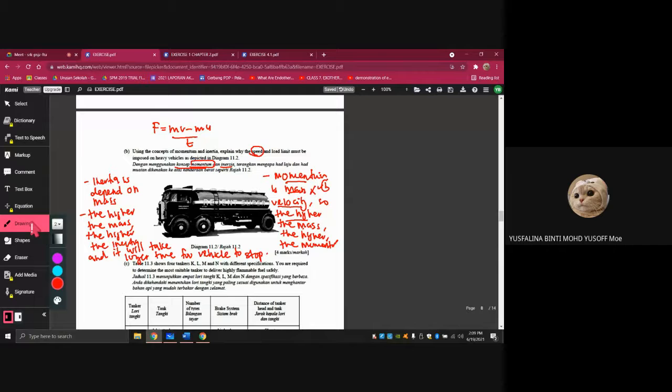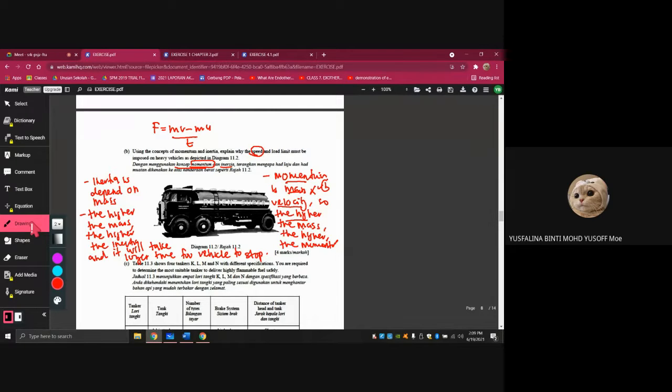So the higher the mass, the higher the momentum. And you already know we also use momentum to calculate the impulsive force. Then the second one, if you want to connect the inertia with the mass, inertia depends on mass. Remember, not mass, not weight. So the higher the mass, the higher the inertia, and it will take a longer time for the vehicle to stop.